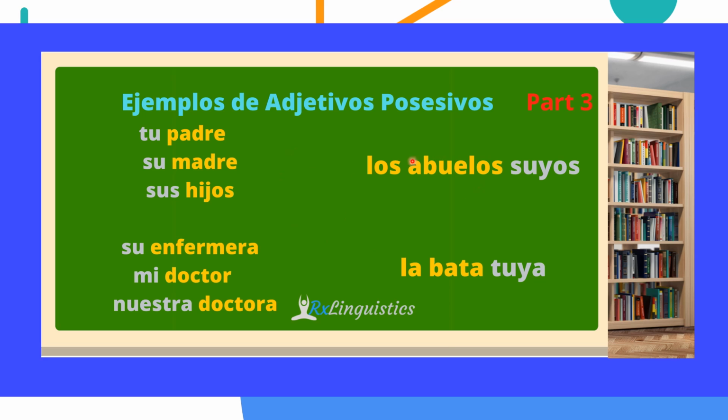Okay, so that's about adjectives. Possessive adjectives is part of a whole lesson on adjectives. And adjectives in general is also a lesson that's a part of a whole module on the parts of speech. So if you are interested in becoming a bilingual medical personnel, bilingual nurse or bilingual doctor, you are welcome, you are invited to look at my course.